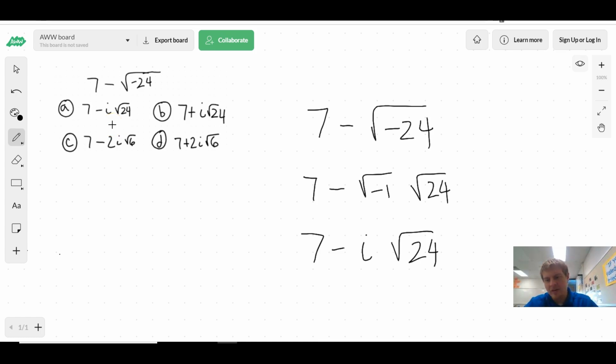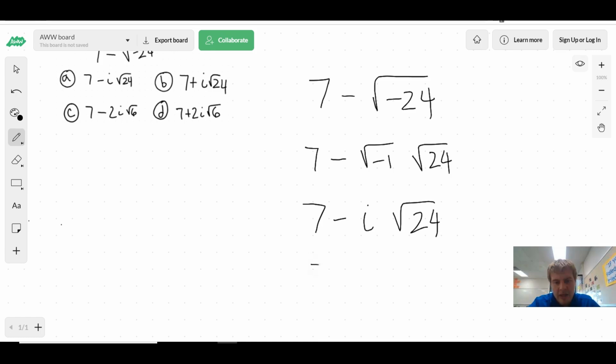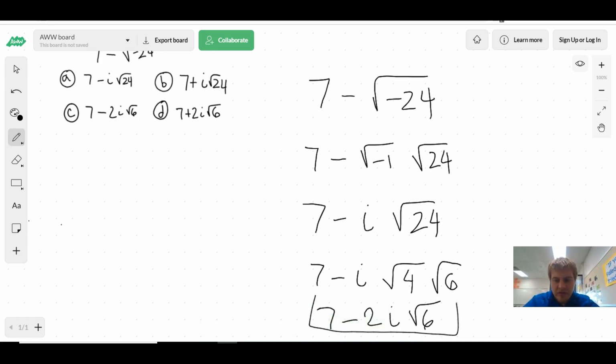But the reason I am not going to put a is because sometimes you can break these down into square roots that you know. A square root that I know from this is the square root of 4, and this times the square root of 6 equals 24. The square root of 4 is 2, so this would give me 2i. And the square root of 6 is just the square root of 6. So this would be my final answer, or D.